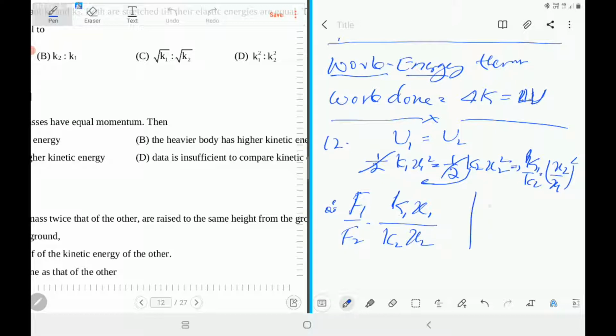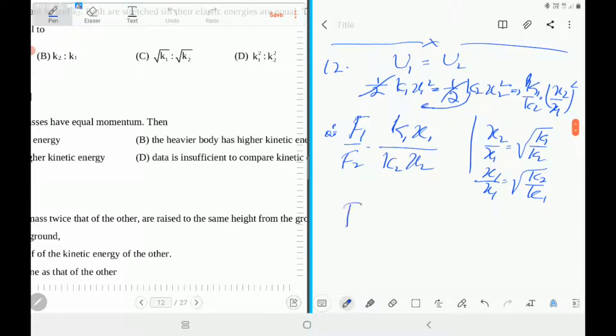In our calculation here, K1 by K2, x2 by x1 whole square. So, what is x2 by x1? x2 by x1 is equal to root of K1 by K2. So, what is x1 by x2 then? x1 by x2 is root of K2 by K1. So, you write F1 by F2 equal to K1 by K2 times, what is x1 by x2? Root of K2 by K1. Right? That's the idea.